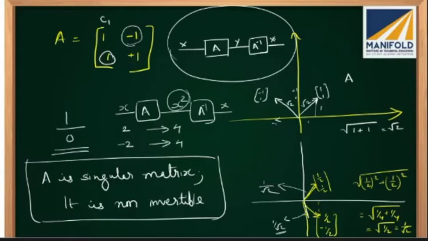Or, for a unique input, the output should be unique. Or, the output should always be mapped to a unique input. Then only it is possible to get back the input from this. Because if I give minus 2 as input or plus 2 as input, I am getting output as 4. So, observing the output, I cannot say what was the input. So it is not an invertible system. If determinant is 0, that means it is a singular matrix and it is a non-invertible matrix.